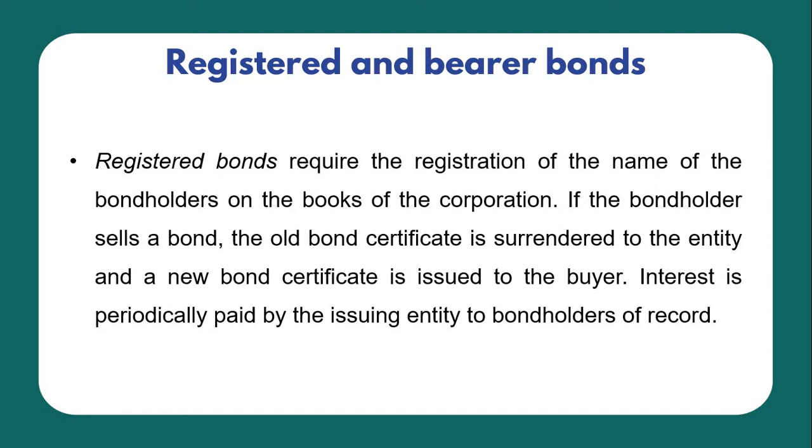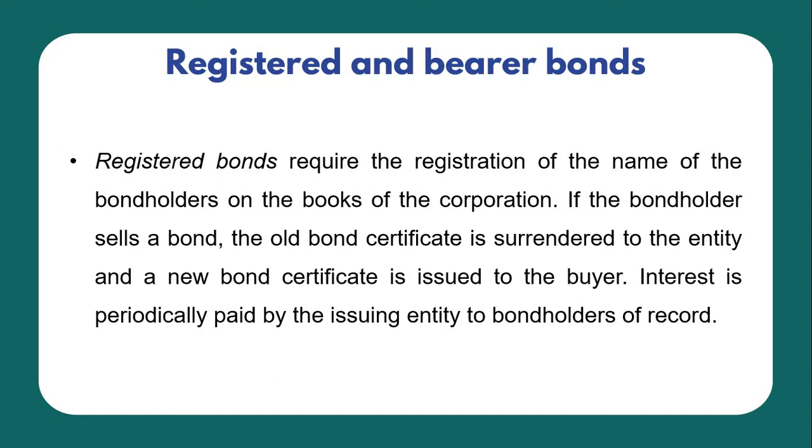So meaning, every time there is a transfer or a sale of the original bond, the name that is being registered in the previous original bond will be deleted or changed into the new one who buys the particular bond. Say for example, Company A issued bonds to Company B. So, the bond is now registered in the name of Company B as the bondholder.